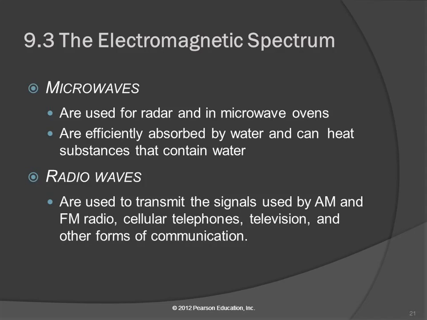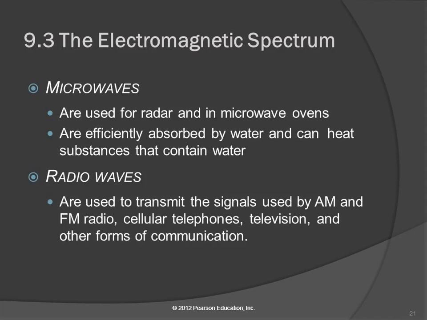And then there's radio waves, and these are used to transmit AM, FM radio. Your cell phone signal is a radio wave, television, all kinds of other forms of communication. So when, on the radio, it's 99.1 or whatever the number is, that's actually the frequency of the radio station. And so you tune your radio to a different frequency and you get a different station.